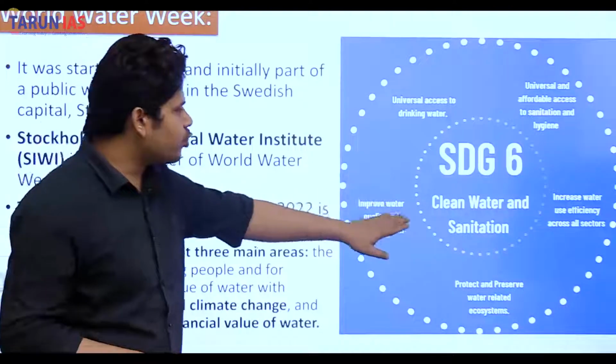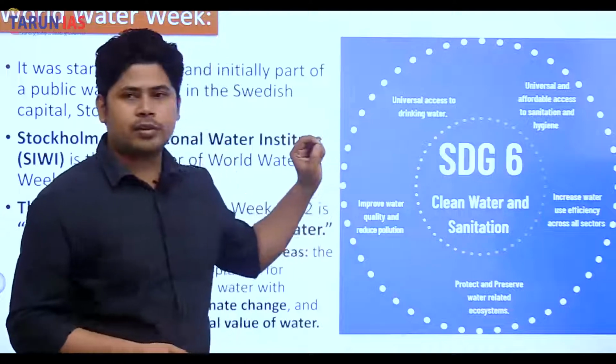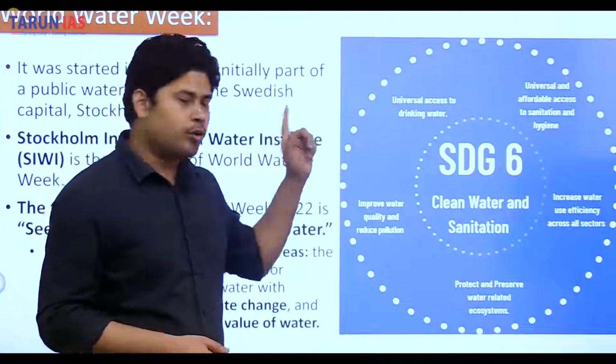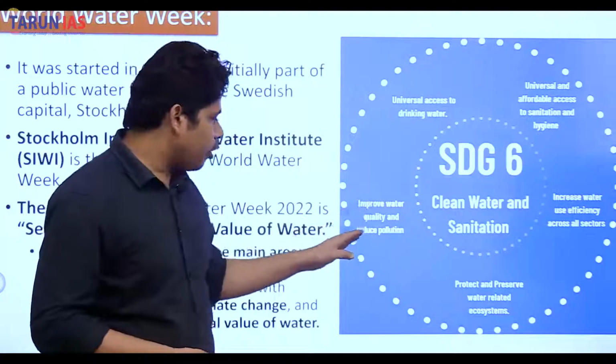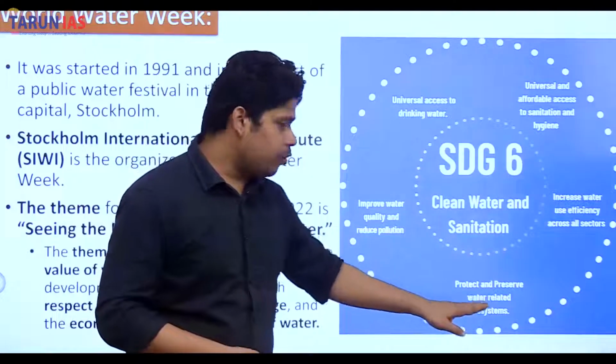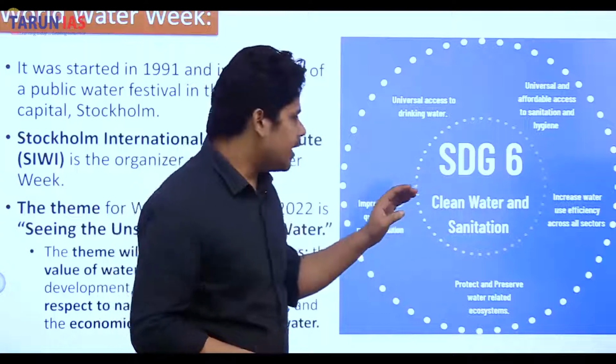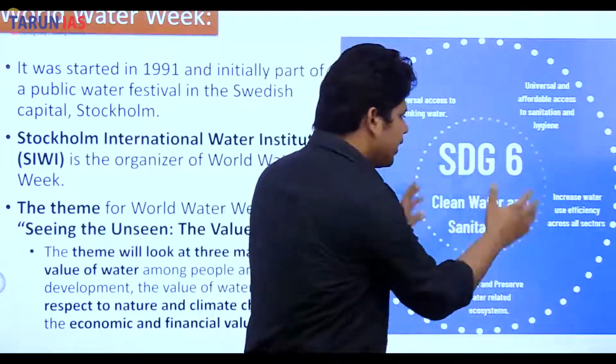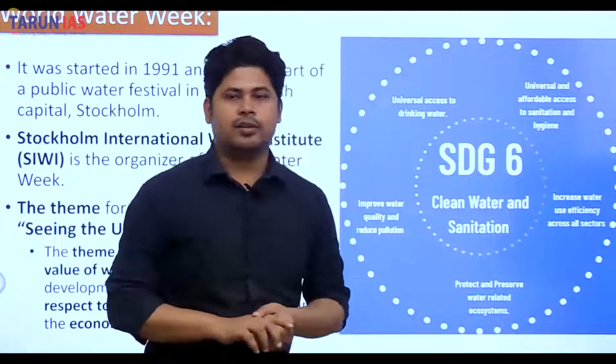Now, SDG 6 talks about universal access to drinking water, but also sanitation, as we talked about, improving water quality and reducing pollution, and protecting and preserving water-related ecosystems. SDG 6 is this. These are the related fields that we are concerned about.